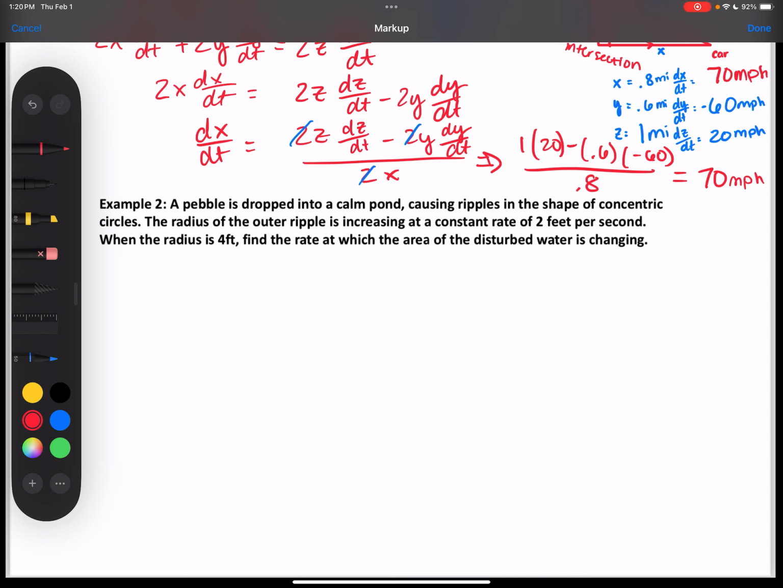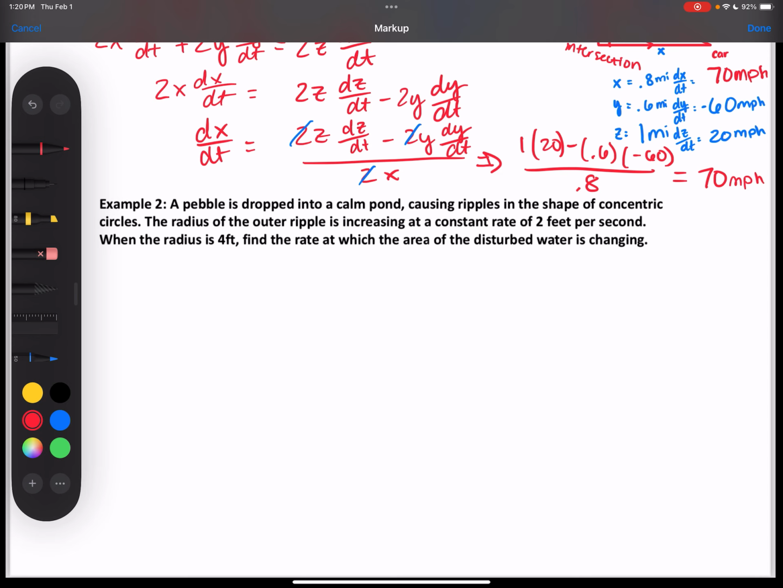Causing ripples in the shape of concentric circles. The radius of the outer ripple is increasing at a constant rate of 2 feet per second. When the radius is 4 feet, find the rate at which the area of the disturbed water is changing.